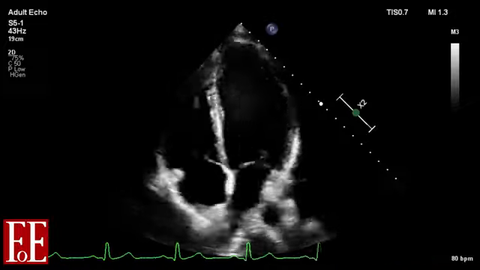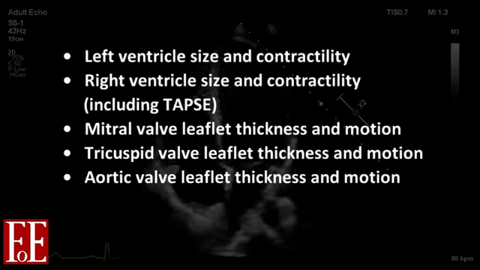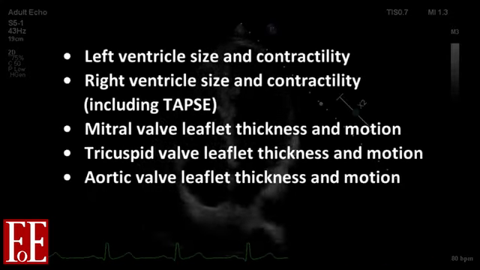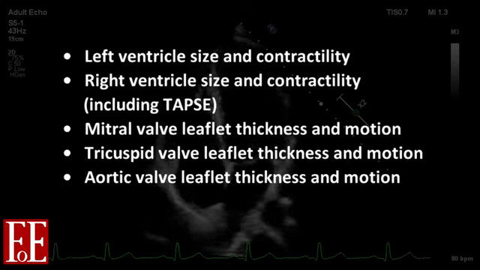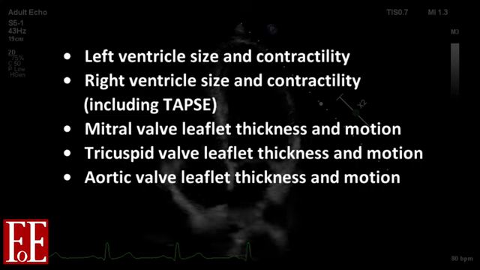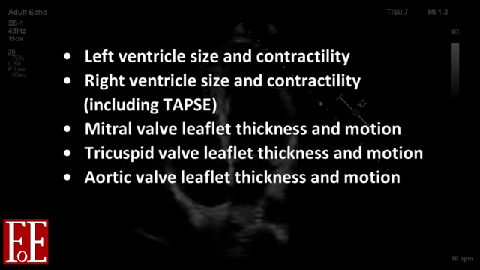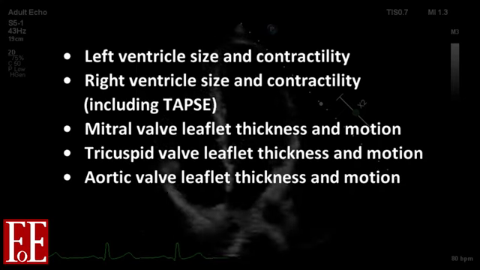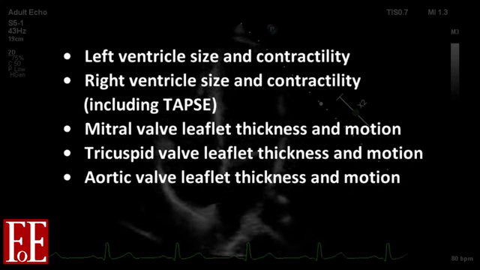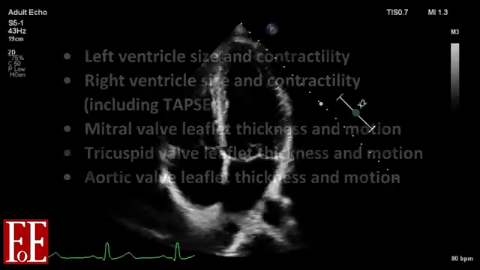What are we going to assess in the apical views? Well, in the apical four-chamber view we're going to get a sense of the LV size and contractility. We're going to look at the RV, look at its size and its contractility, and specifically its long axis function and the TAPSE measurement. We're going to look at the two valves on view, the mitral valve and the tricuspid valve, to look at their thickness and motion. And then we're going to move to the apical five-chamber view, where we can have a look at the aortic valve and use colour to look for aortic regurgitation.